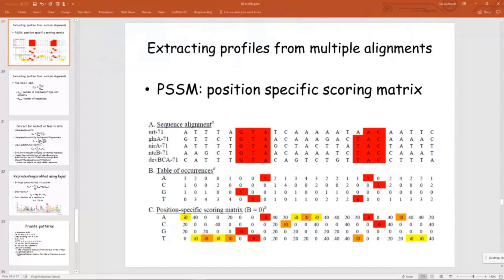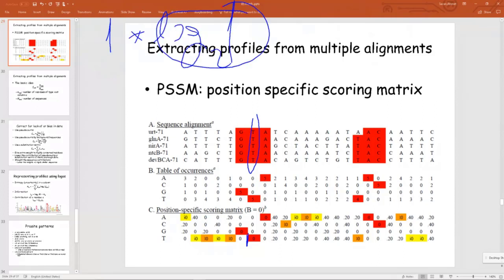Make sense? So let's look at the column that has all t's, where the frequency of t is 1.0. So you're going to do 1 times log 2 of 1, which is 0, right? And 0 times 1 is 0. So the total entropy of that column is 0. The lowest entropy you can have is 0.